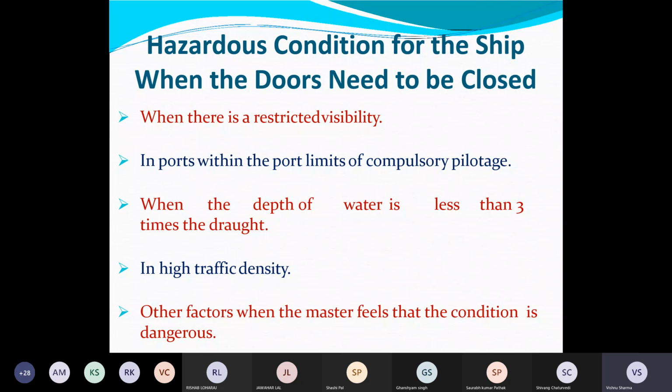So far, so good, beta. Nothing much to learn. It's all common sense, which is basically automatically leading us to these points, right? Yes, sir. Good.